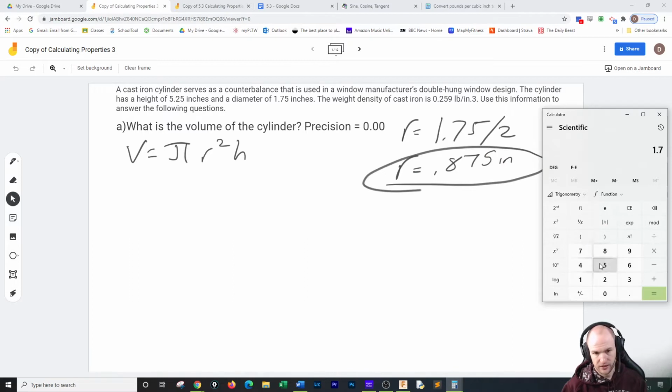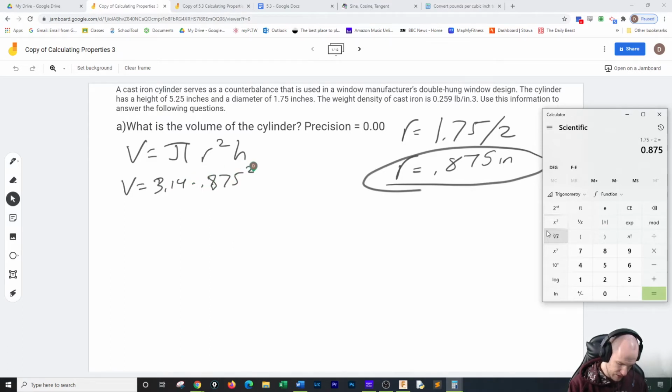So this is a piece of information we're going to need for this one and the next one, and I got that by dividing the diameter by 2. And the diameter, as you can see, is right up there. Okay, so in this equation, if we write it out, volume equals 3.14 times 0.875 squared times inches, and then times 5.25 inches. Okay.